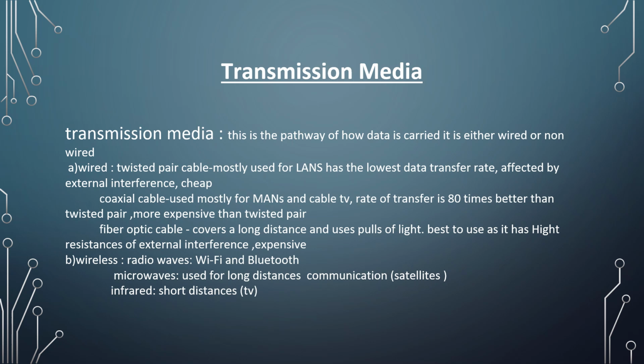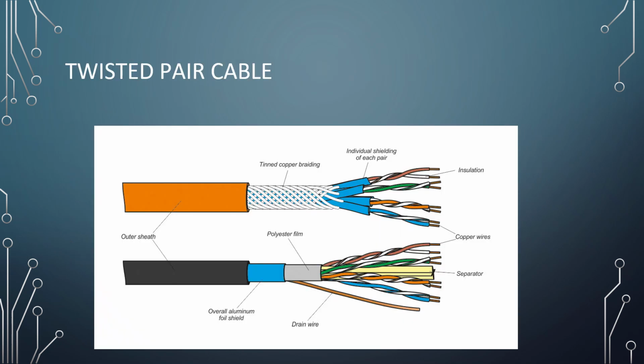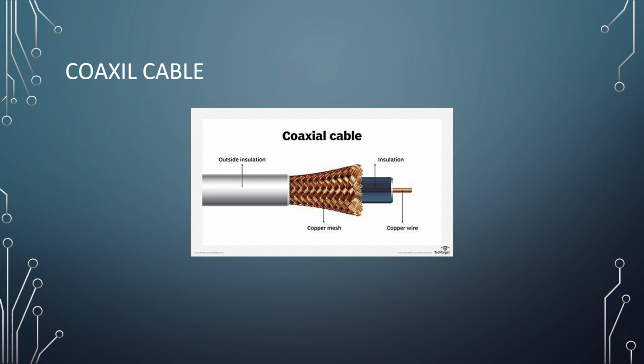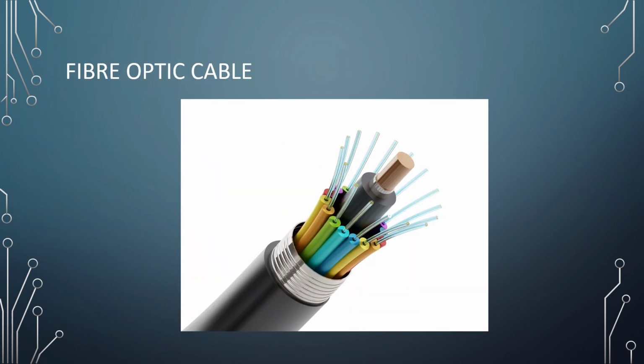Wireless: the radio waves, Wi-Fi, and Bluetooth. The microwave used for long-distance communications, in brackets, satellites. Infrareds are used for short distance like TVs. This is an image example of twisted cables, which is followed by an image example of coaxial cables. This is a clear image example of fiber optic cables.